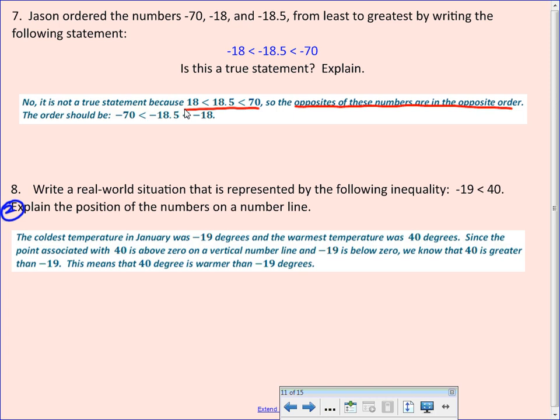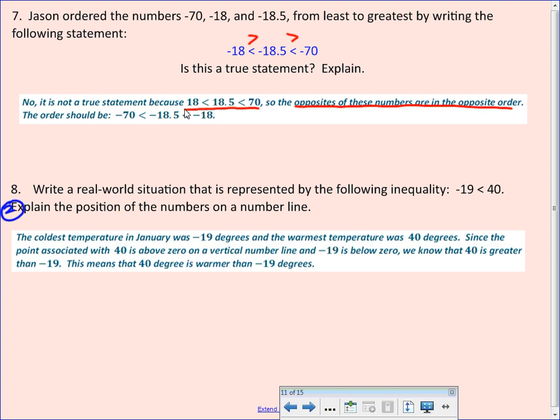But basically what happened was they had their inequality symbols in the wrong direction. Or their inequality symbols were correct and the numbers were in the wrong order. However you want to look at it. I said that if you underline, 70 is to the left of. Excellent.